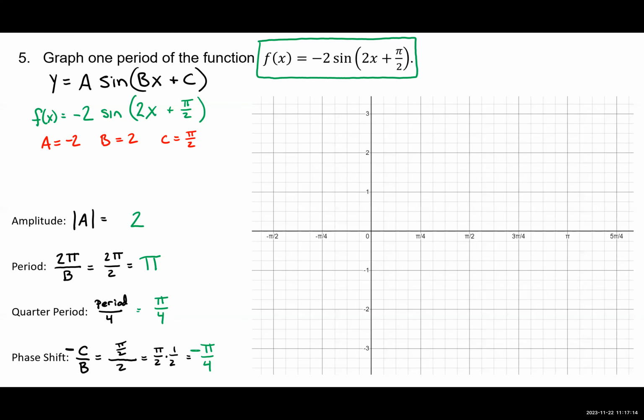But a plus in the function means a shift in the negative direction or to the left. Okay, so that means the starting point, the graph is not going to start at 0, right? Everything is shifted to the left. So the graph is going to start at negative pi over 4.